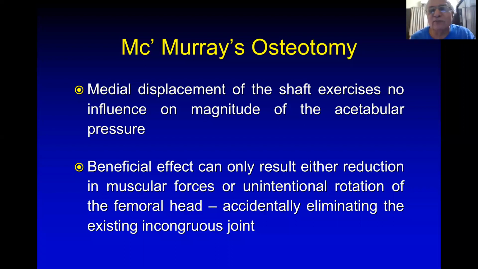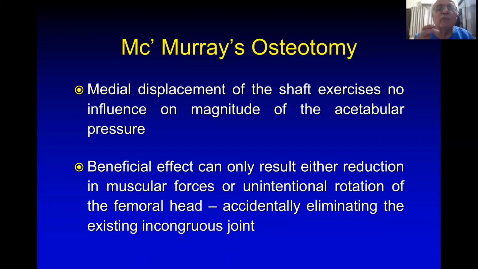So this is your luck sometimes. That is, the arthritic part turns to non-arthritic. A turn of the head takes place, but that is unintentional. So what happens with McMurray? Medial displacement, no exercise influence on the acetabulum, but there is a reduction of muscular forces. A beneficial effect is that the head sometimes turns unintentionally. So a good part of the head can come under the good acetabulum, and that's why you will get relief. Because there is no way we can change the rotation of the femoral head with McMurray.